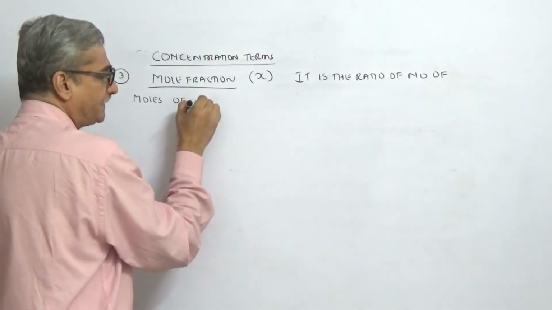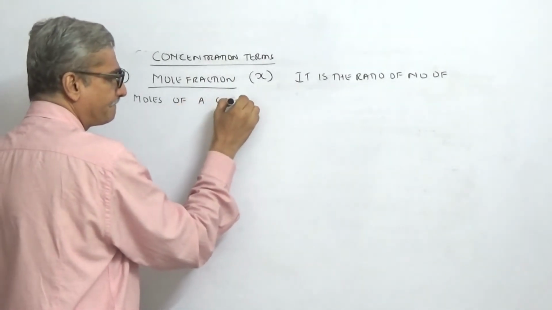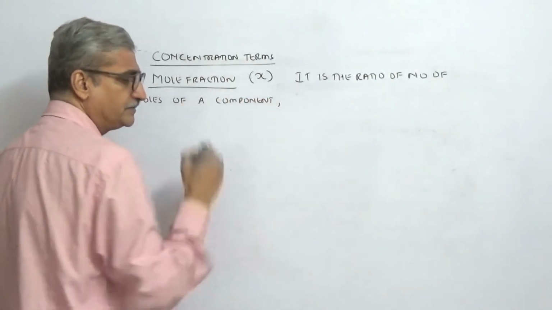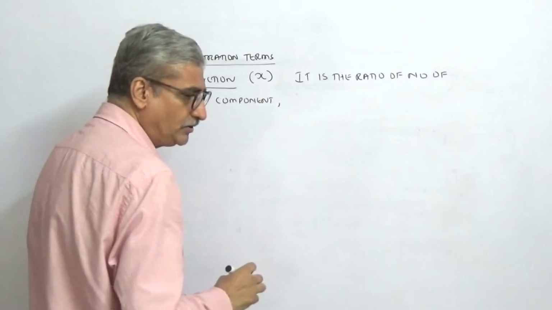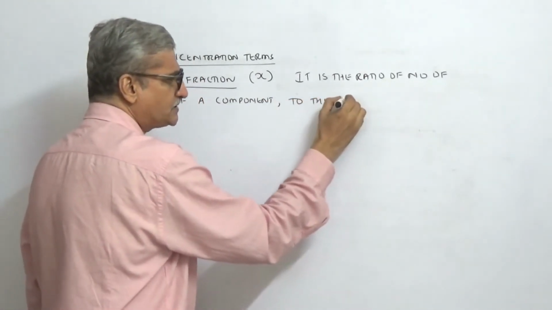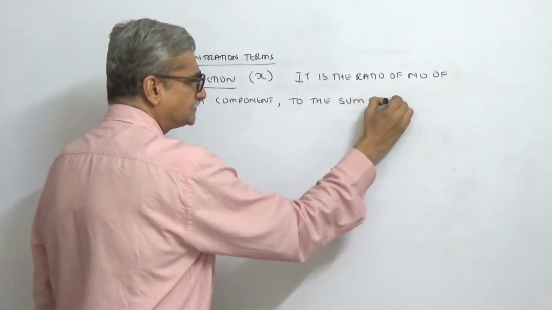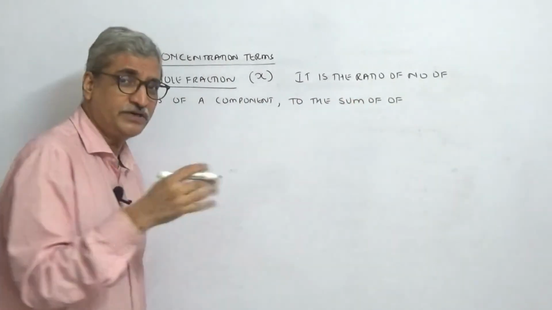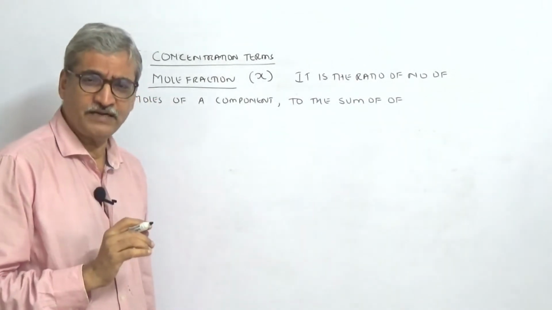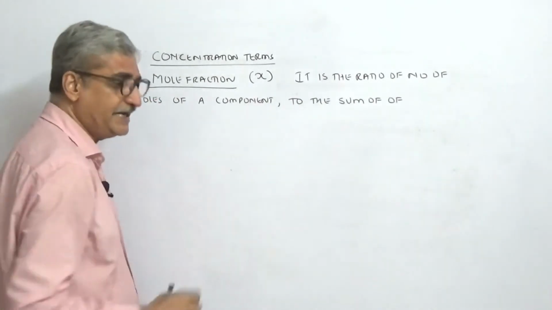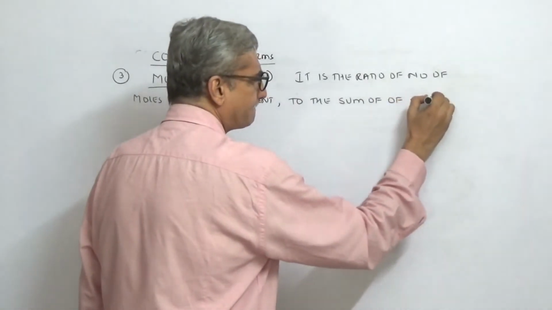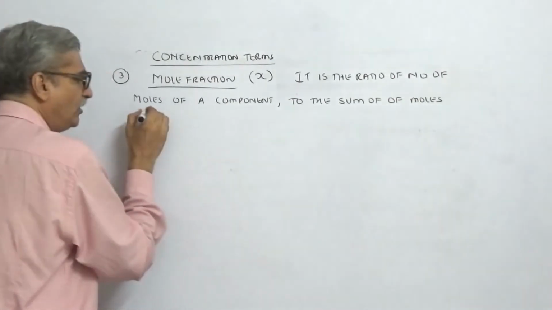of a component, to the sum of the moles. Ratio means you are dividing. Numerator is number of moles of a given component divided by what? Sum. Sum means adding. Sum of the moles of all components.